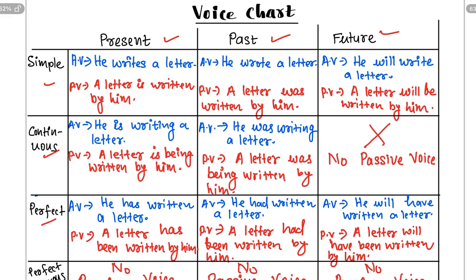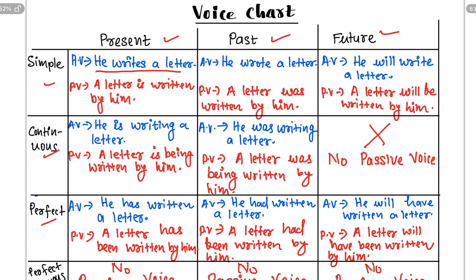So let us start from the very first one, simple present tense. Here the sentence written in blue ink is in active voice, and the sentence written in red is in passive voice. He writes a letter. Suppose this is a sentence which is in simple present tense. The same sentence has been converted into passive voice. It becomes a letter is written by him.